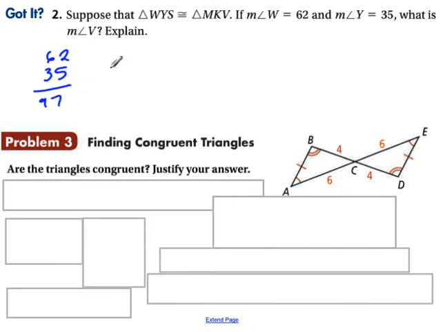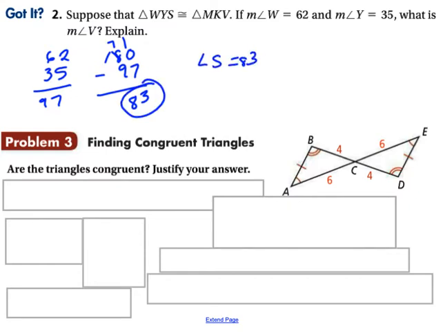And we know that there are 180 degrees in every triangle. So 180 minus 97. All right, so we need to borrow from our 8 here. 10 minus 7 is 3, and 17 minus 9 is 8. So this should be the measure of angle S equals 83 degrees, and that's also equal to angle V. So angle V is 83 degrees.